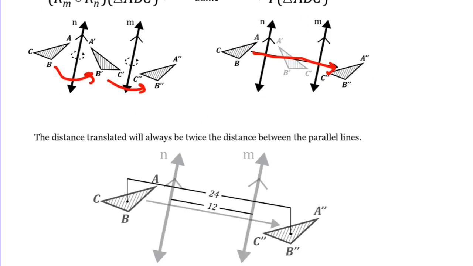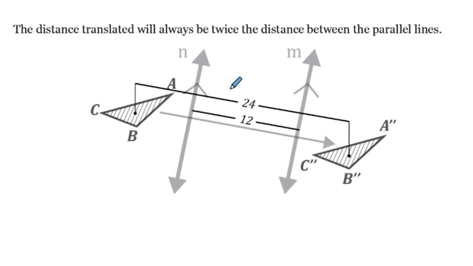Now the next thing that you guys are going to need to know for, say, your unit test is what's the distance between this double reflection or this translation if you knew this distance. So if you know the distance between the two parallel lines, in this particular example, it is 12. Then the trick, the answer, is that the distance between these two figures will always be 2 times that distance. So in this case, it's 24.